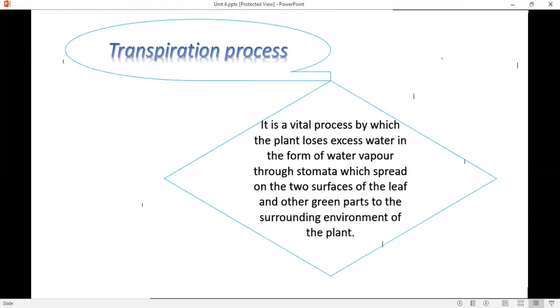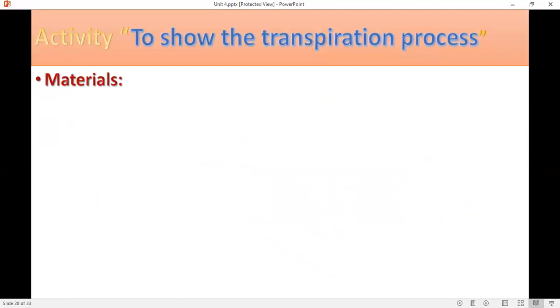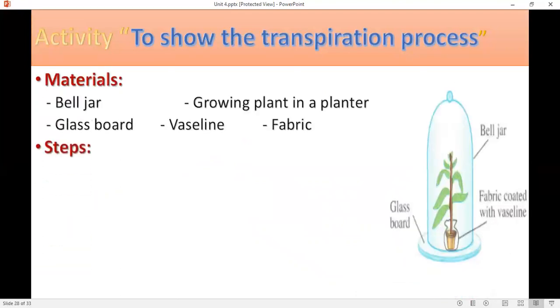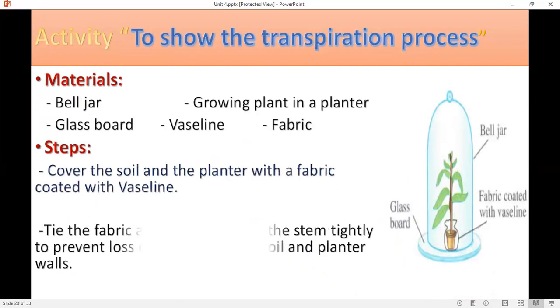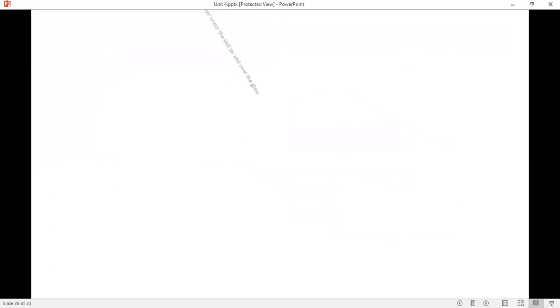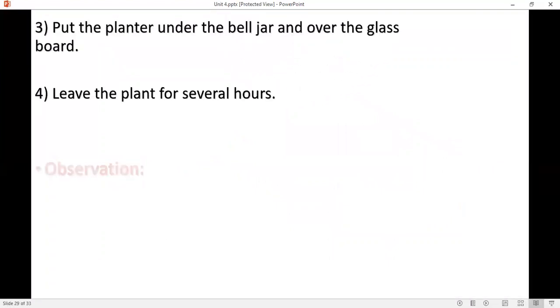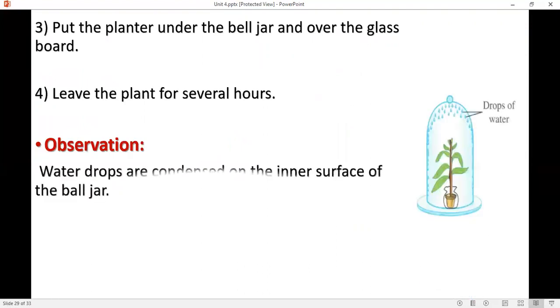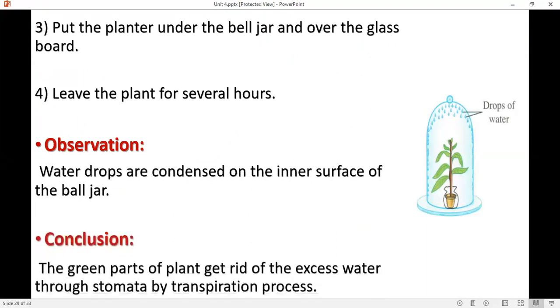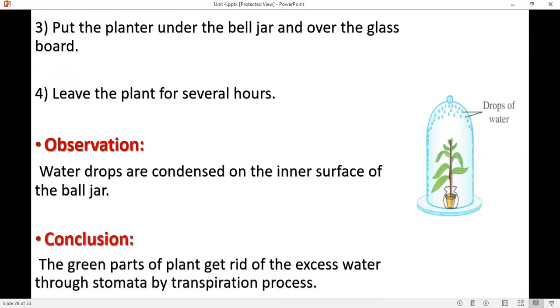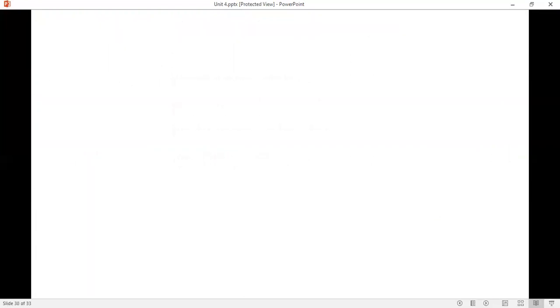So if we get a plant and cover this plant with a jar, for example a glass jar, and keep it for a time, you will observe water drops condensed on the inner surface. What is the conclusion here? The green parts of the plant get rid of the excess water through stomata by the transpiration process.